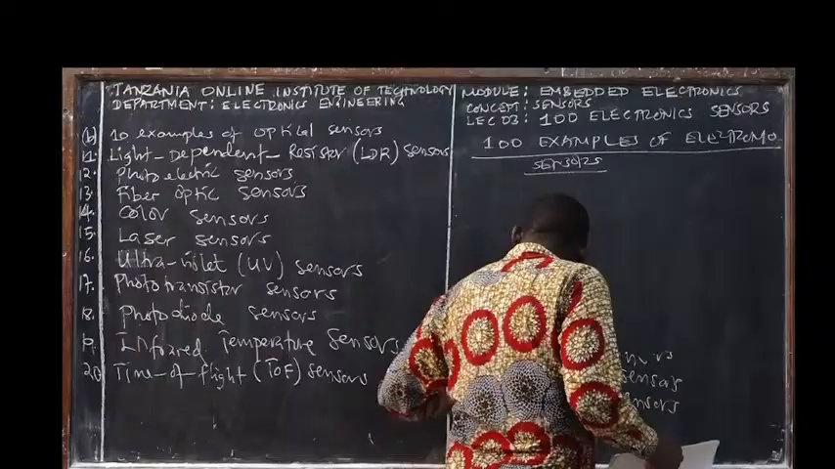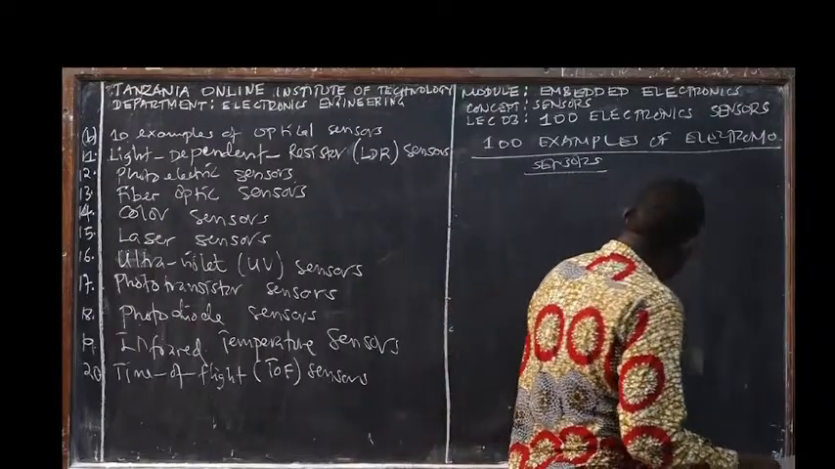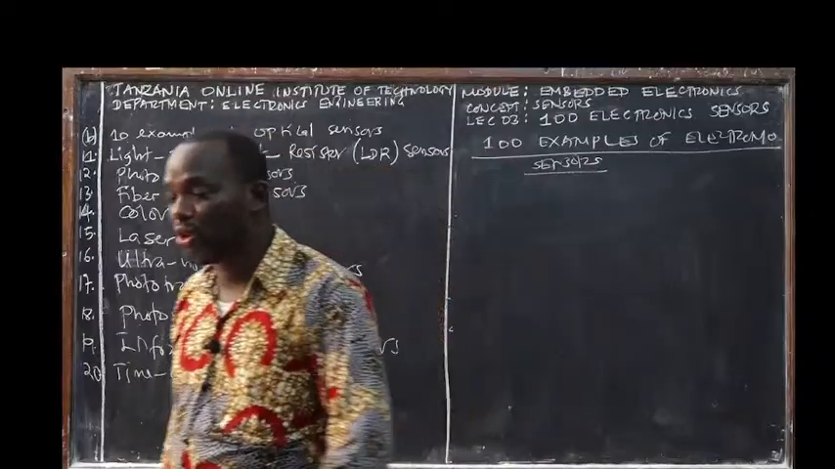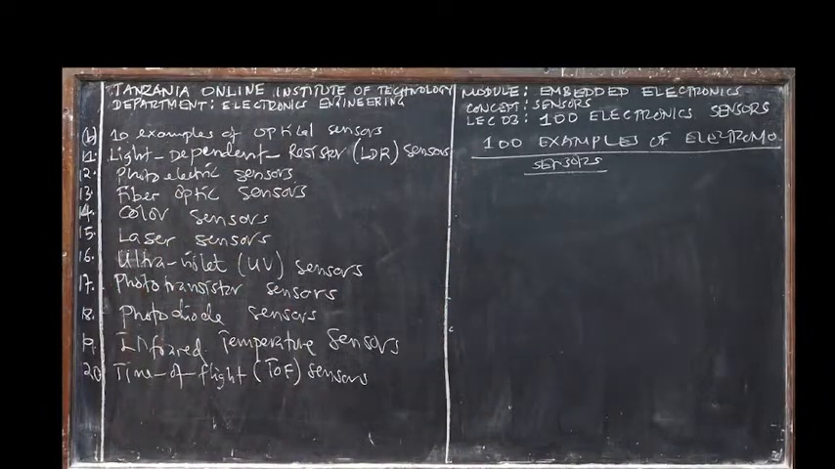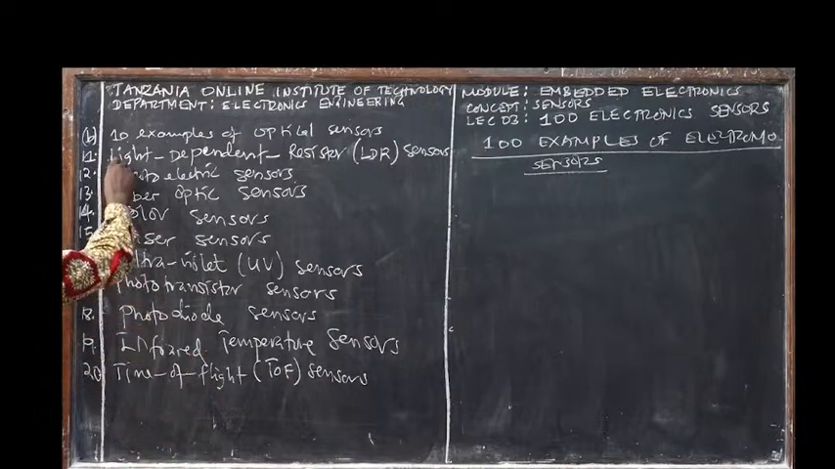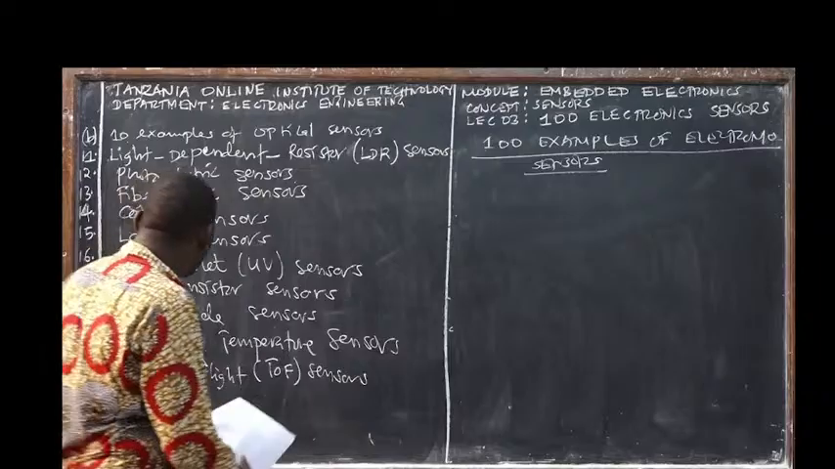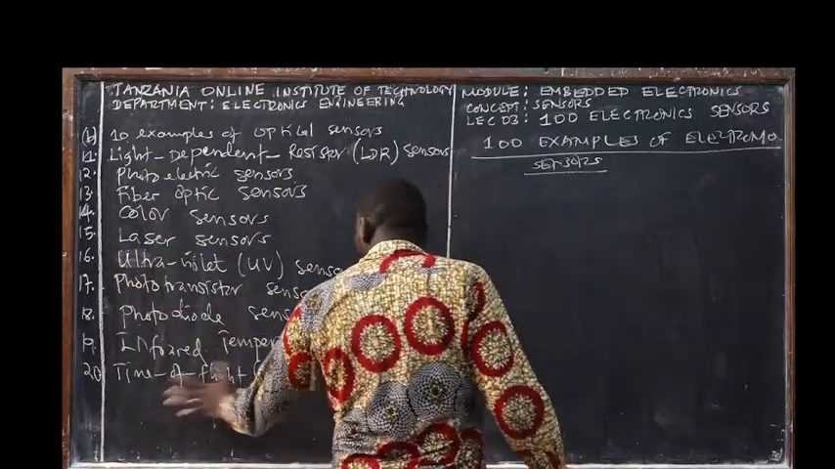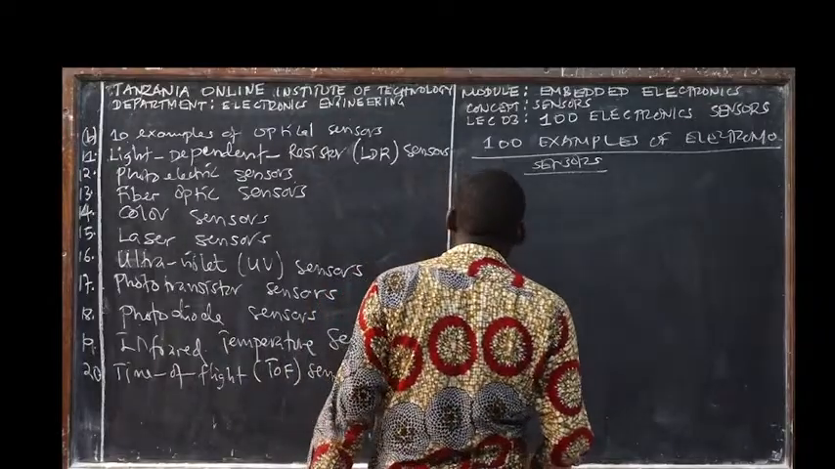So in this list of 100 sensors, some of the sensors might be new for you, but you have a responsibility to go and read them. It doesn't mean that you'll understand all the 20 sensors, but some of them are very simple to introduce to you. For instance, go and make a follow-up on the infrared temperature sensor, the transistor sensor, the time of flight sensor. Just make a follow-up.